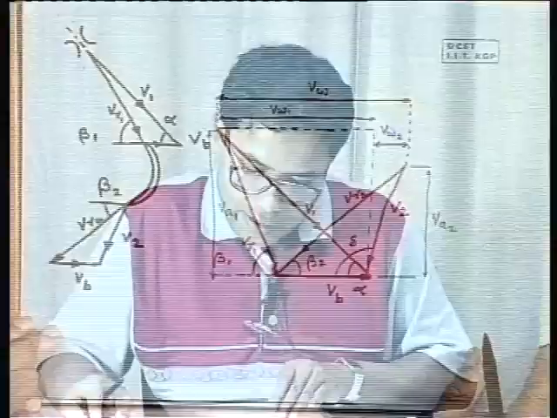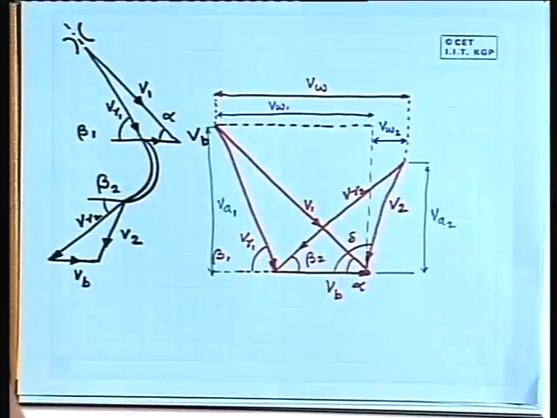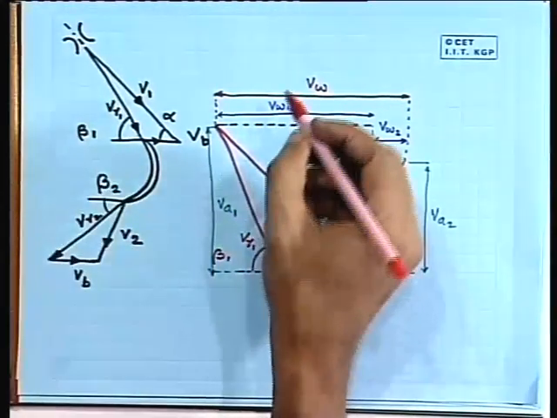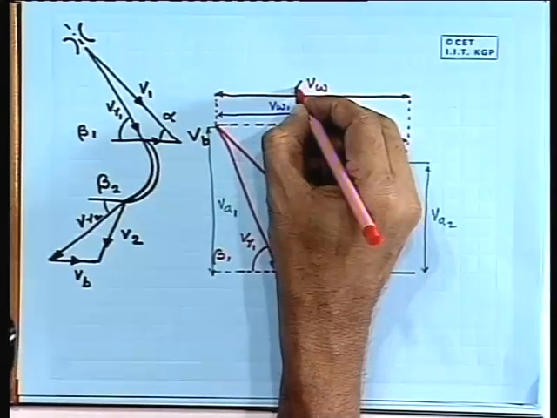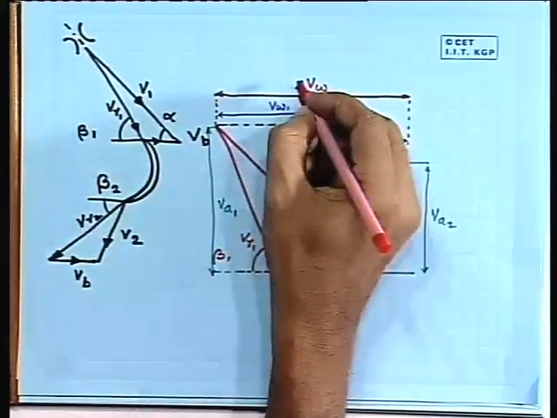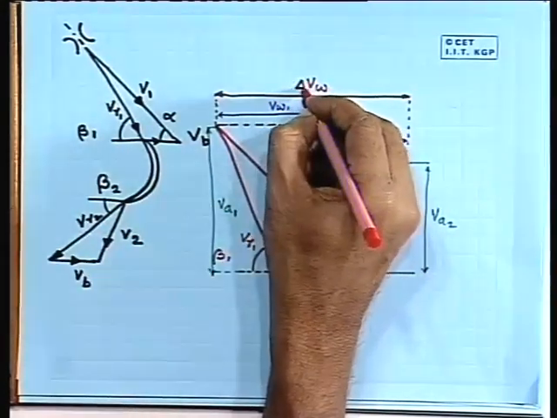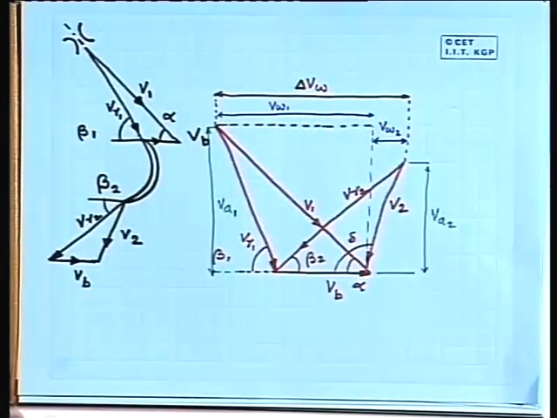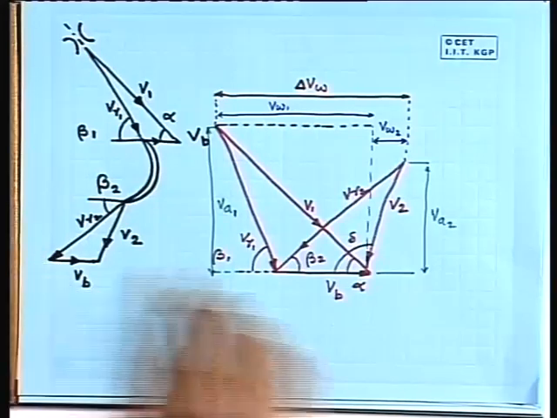Well, in this diagram, I would like to make a small change. Generally, this is a difference. So, we want to put it delta VW, or the difference between V omega 1 and V omega 2. Let us see how we get these quantities. Let us see V omega 1. What is V omega 1?